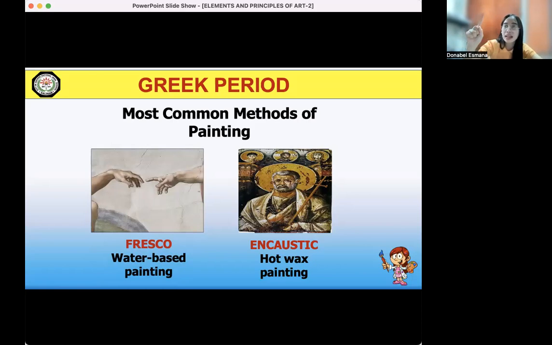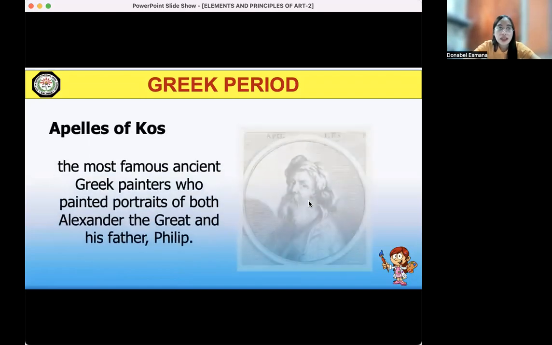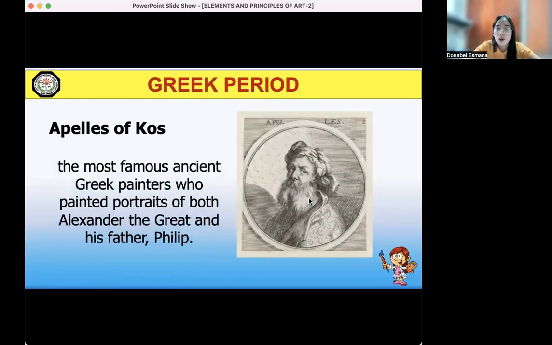Again, when we say fresco, tandaan water. Kapag encaustic, wax. All right? Okay. I hope that's clear. And this is the end of our discussion.